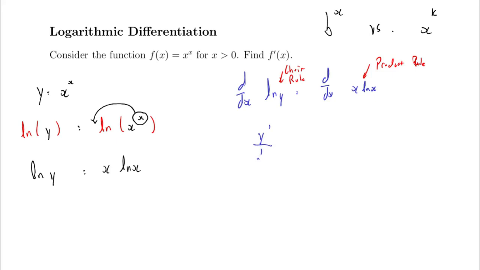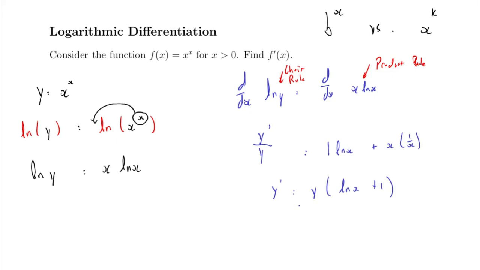There we go. And then over here, we're going to have a product rule. That's going to be the derivative of x times the natural log of x, plus x times the derivative of the natural log of x. So we've got y prime equals y times natural log x plus 1.